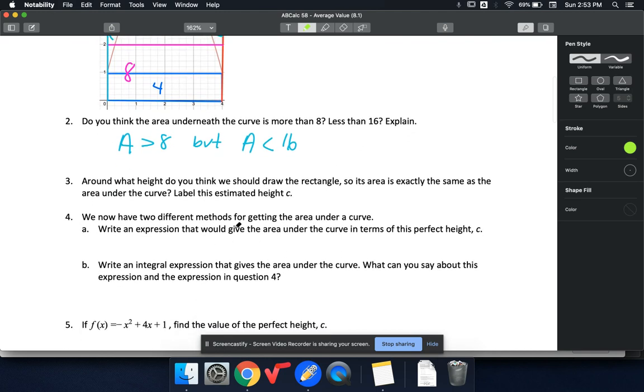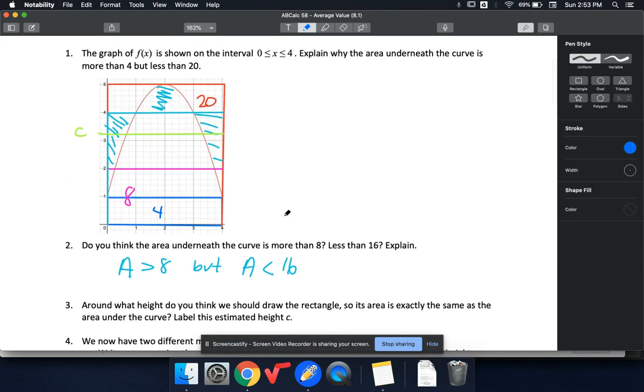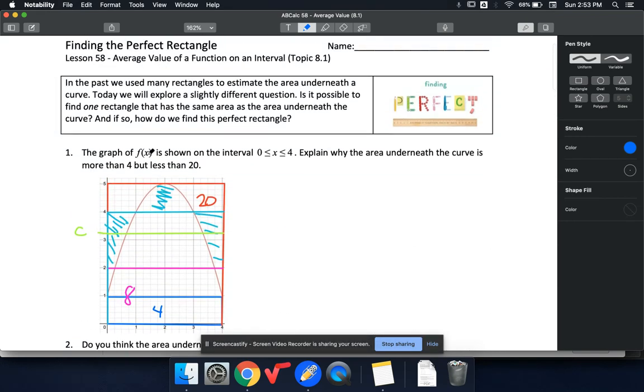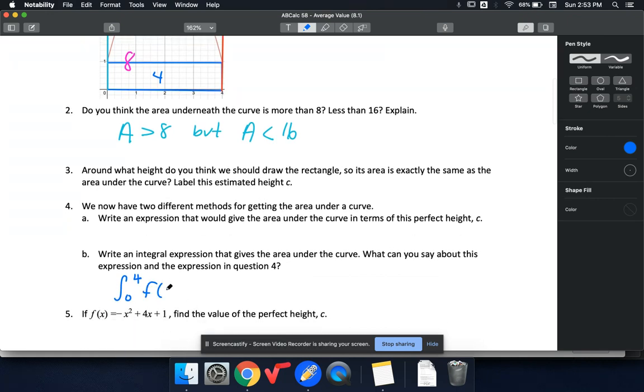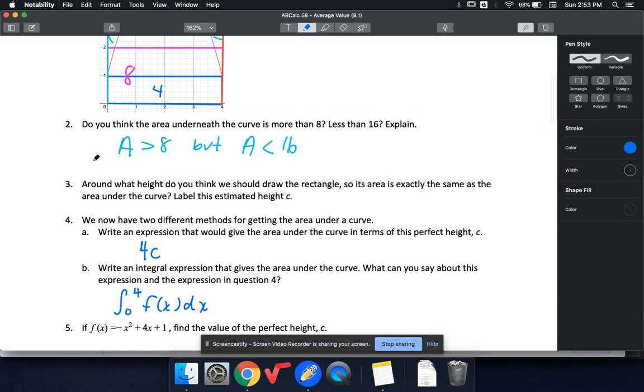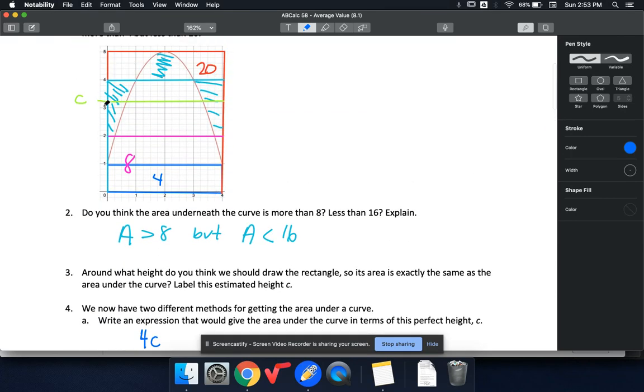All right, so now we've got two methods for area under the curve. Our first method is our integral. So we know that our integral is going to be from 0 to 4. Do we know the function? They have not yet told us the function, so I'll say f of x dx. And then up here, my expression is going to be the area of the rectangle, which is going to be 4 times c, because my width was 4 and my height was c.